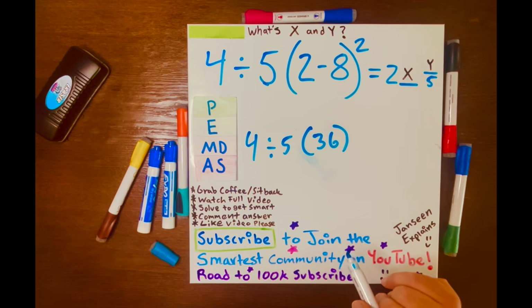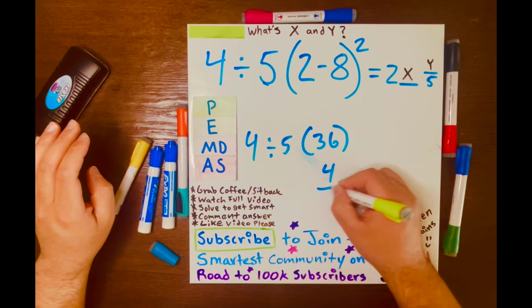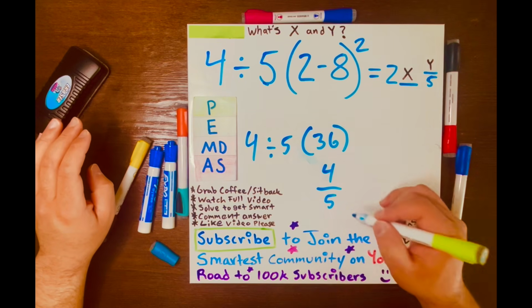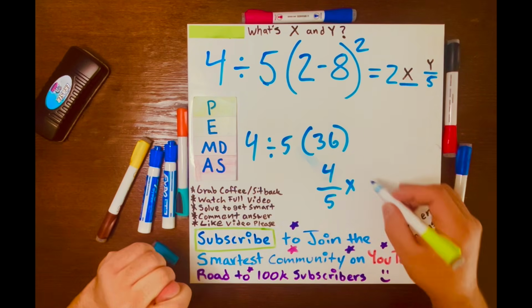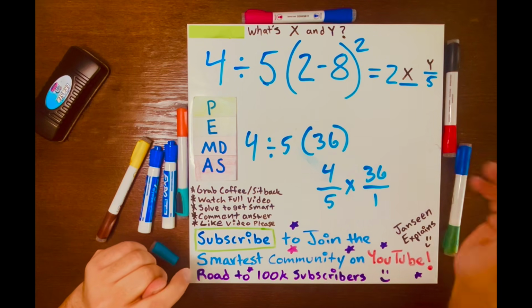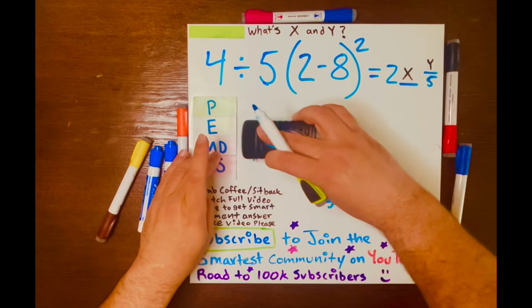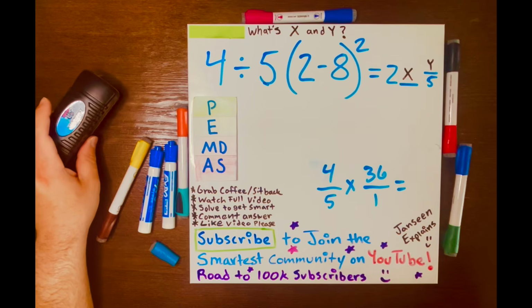So what is 4 divided by 5? Let's write that in fraction form to make the math fun and easy. 4 over 5 times, and let's write that 36 in fraction form too: 36 over 1 equals 36. Does not change the 36. And I am going to erase this for space. And we're just multiplying across.